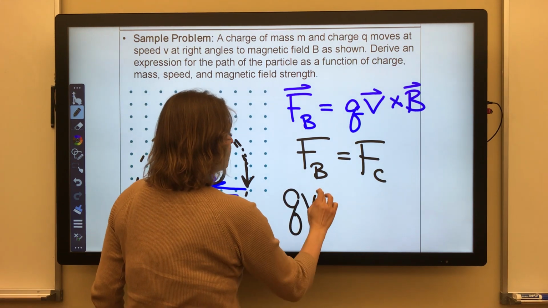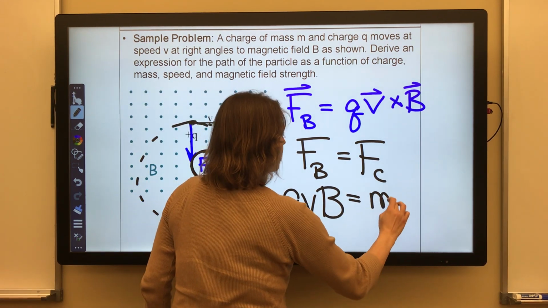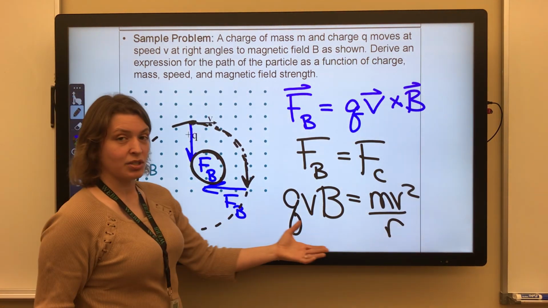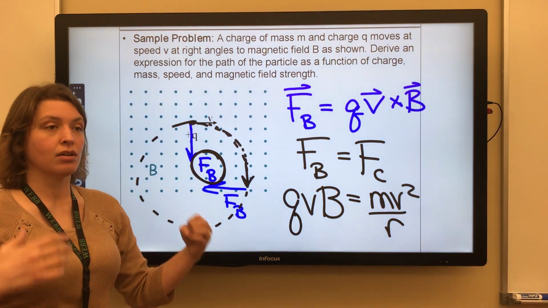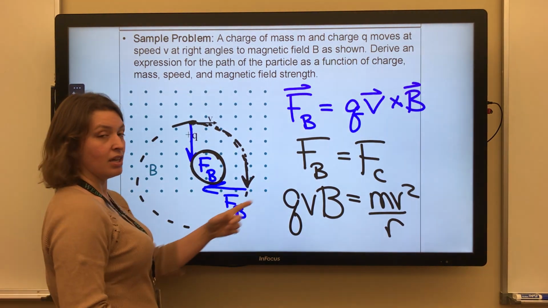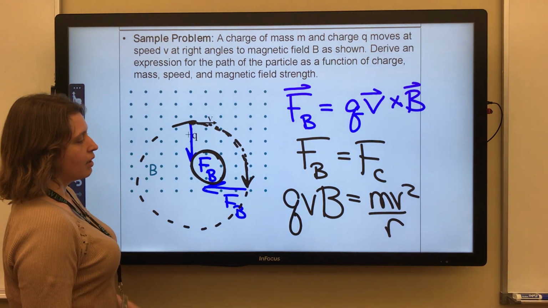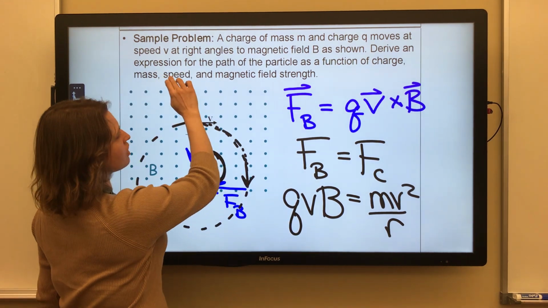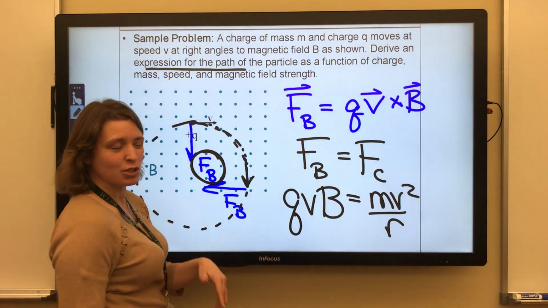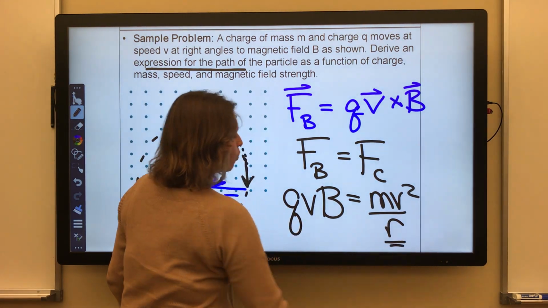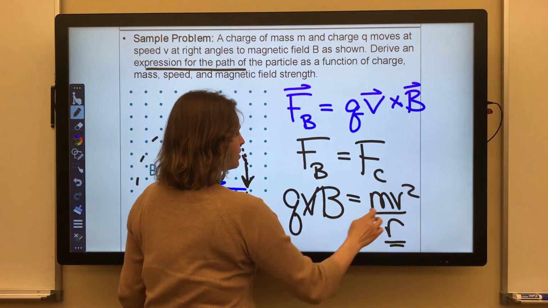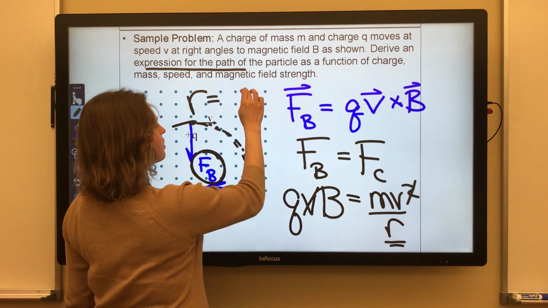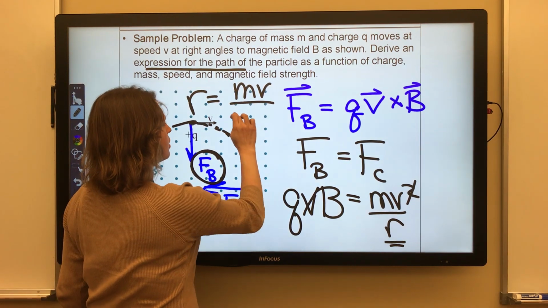And so qvB equals mv squared over r. That's going to be our central assumption here, that this magnetic force is acting as a single contributor to that circular motion. And now we can simplify this equation a little bit. I want an expression for the path of the particle. I think we should probably solve for r, okay? One thing to note is that v shows up on both sides. I'm going to simplify that a little bit. And so our radius of curvature for our circular path is going to equal mv over qB.